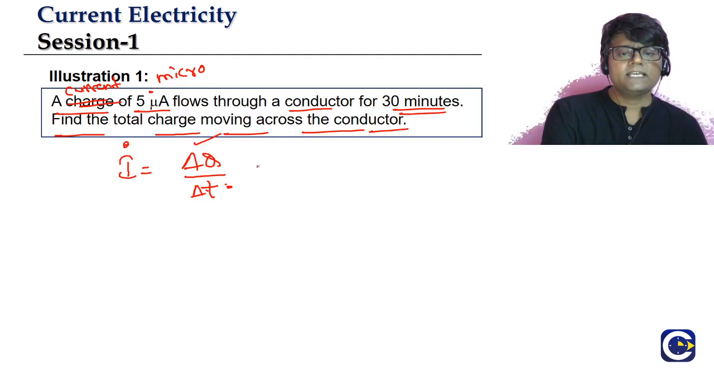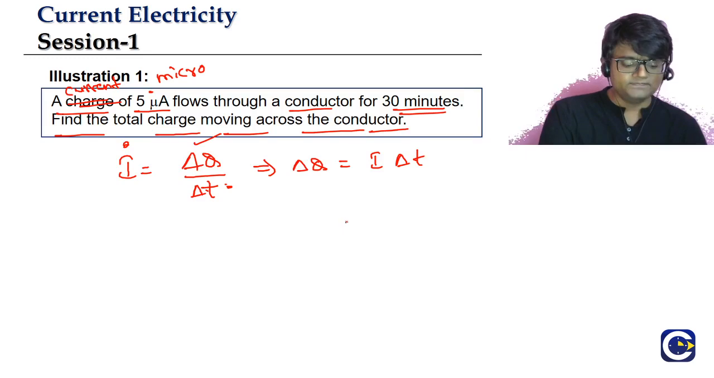Okay. So check this, guys. We need to find delta Q. So what is the delta Q value, guys? It will be I into delta T. I into delta T. Check, guys. Is anyone able to get the answer for this?